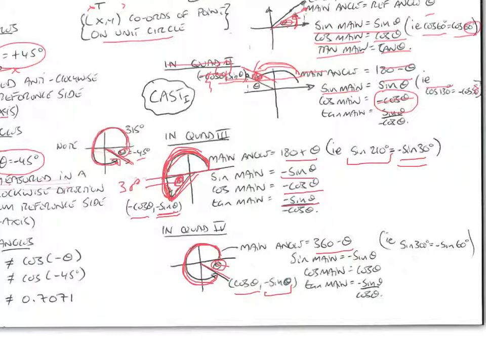So for example, to find the sine of 300 degrees, I generate my 300 degrees, it stops there. The reference angle is 60, so the sine of 300 would be equal to negative sine 60 degrees. Now, just note, where are we getting the signs from?